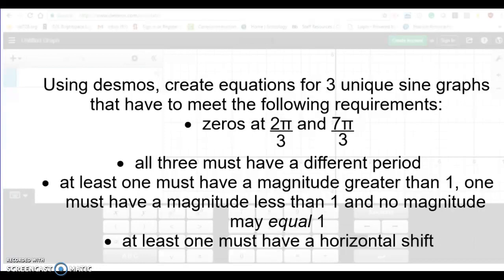I was thinking about doing a vertical shift, and really I could go there with an extension question, but then how exactly does that work in with the 2 pi over 3 and 7 pi over 3? I think that would be a great question for some of my deep thinkers. And then I would just say it has to be x-intercepts at 2 pi over 3 and 7 pi over 3, which would be very interesting if that center line shifted up or down.